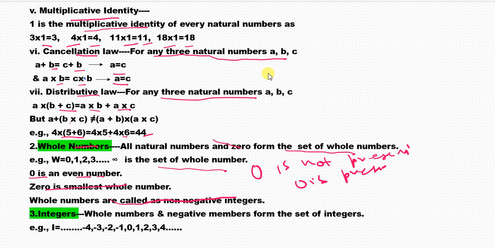Now come to the third kind of number, integers. Whole numbers and negative numbers together form the set of integers. Both are coming under integers. For example, -3, -4, -2, -1, 0, 1, 2, 3, 4. Considering both sides from 0, left and right, all of these together are called integers.